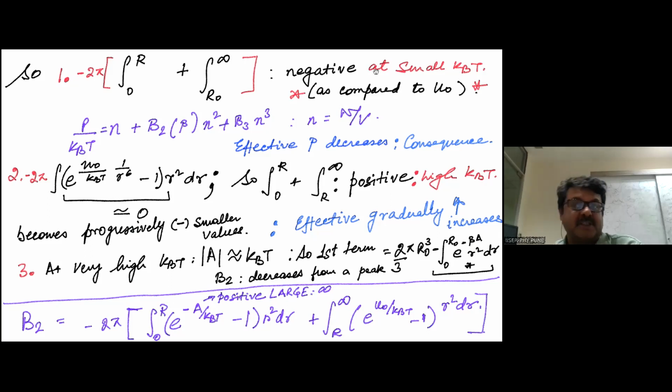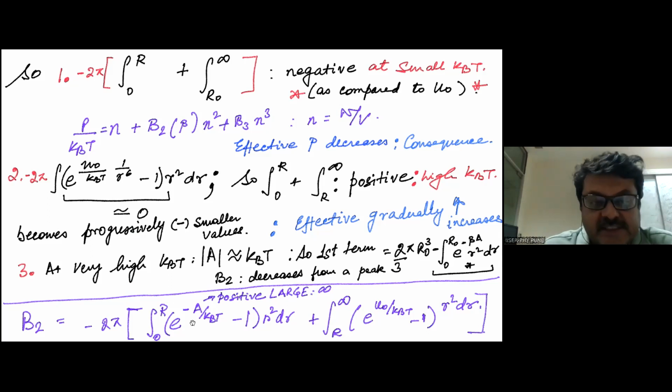At very small t, it was negative. At intermediate values of kBt, it is going to increase, become positive first of all, which means cross 0, become positive and keep increasing. But at very high temperatures, when kBt becomes order of a, then again, because of contributions from this term, the B2 is going to gradually decrease.